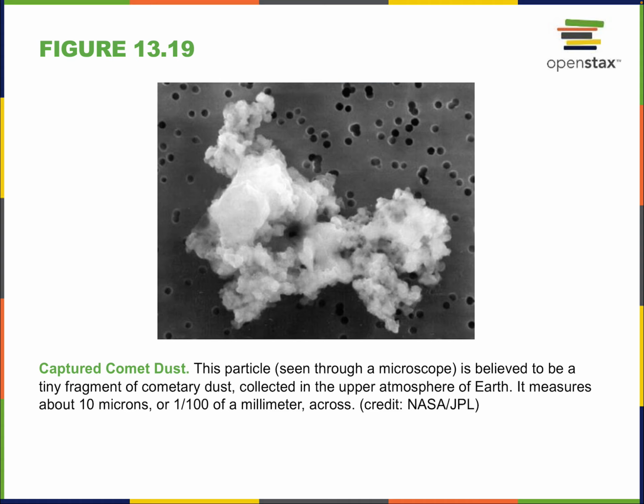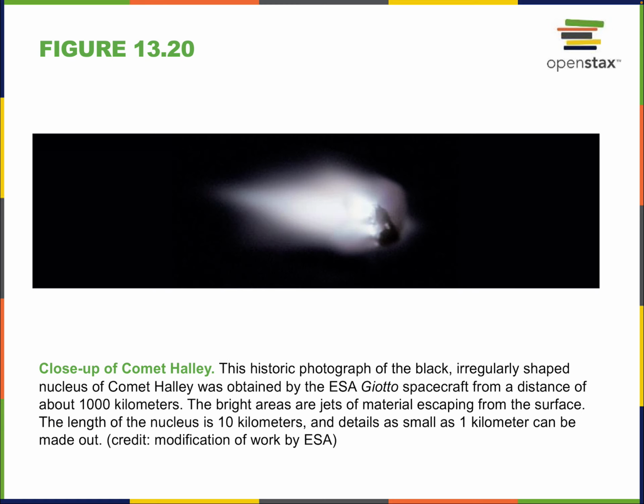Okay, here is an actual captured comet dust particle. We can see its size as being about 10 microns. All right, here we can see the large coma of a comet and the small core taken by a flyby mission. This is actually Comet Halley, and this was taken by the European Space Agency's space probe called Giotto.